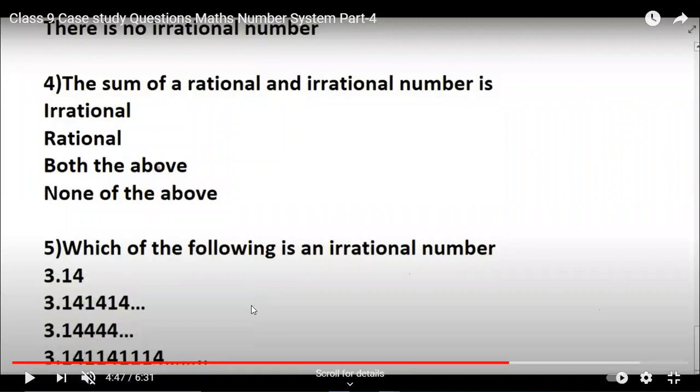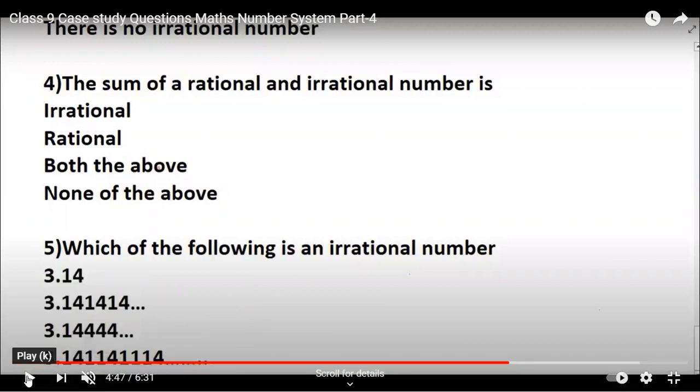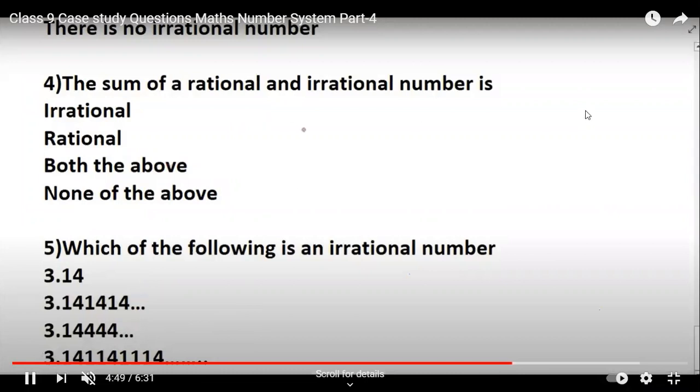And the last one is 3.14114114. The digits are different, so the last option represents your irrational number. Is it okay? So you can see this example, 2 plus √3. This 2 is rational, √3 is irrational. Rational plus irrational is again an irrational number.